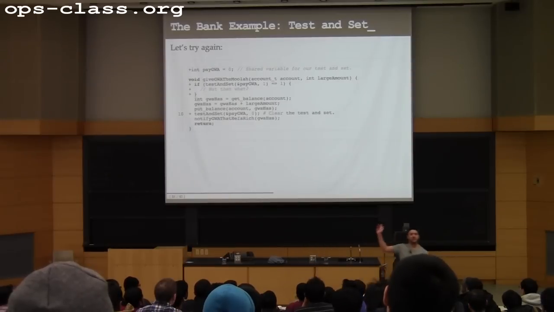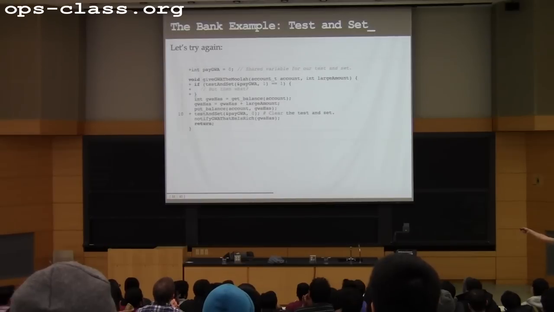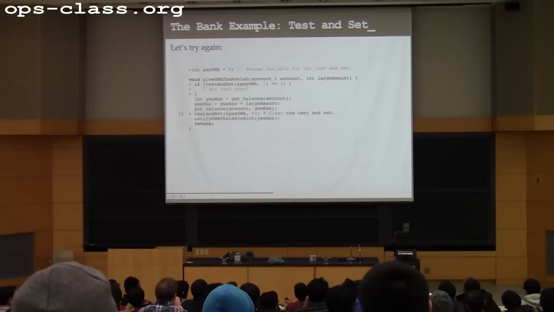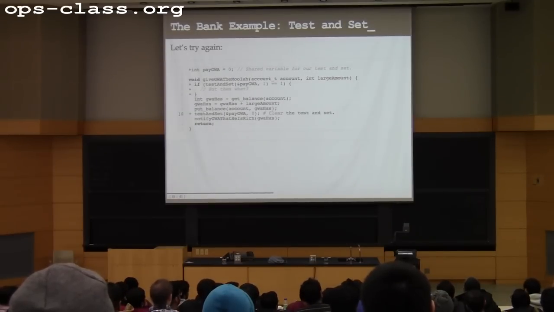I initialized the test and set to 0 when I started. And so the only way it's 1 is if somebody is between this call to test and set and this call to test and set, which is where I've established my critical section. So I know there's another thread inside of it if this returns 1. But then, what do I do? Wait. I like that. Well, there's a couple of problems, right? I need to wait until the value is what? 0.